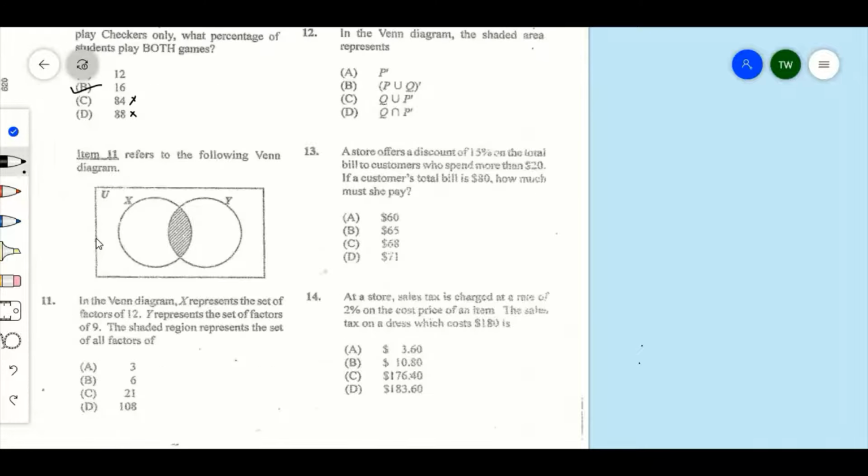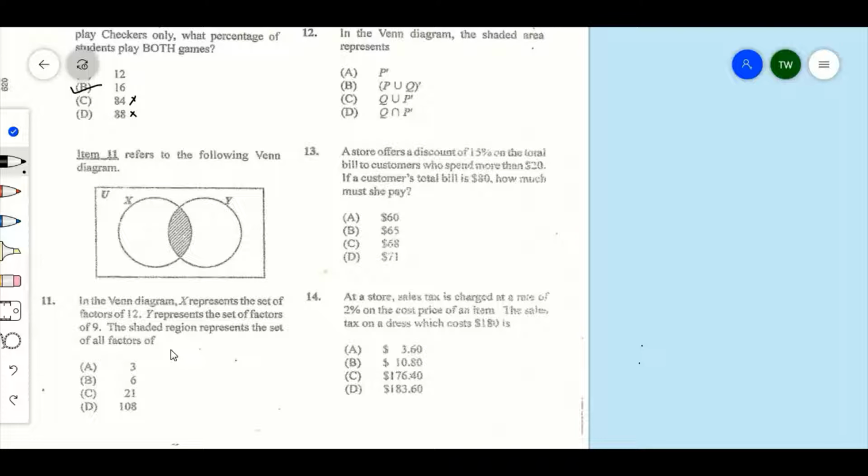All right. Item 11 refers to the following Venn diagram. Here we have a Venn diagram, right? And we have X and Y and a shaded region. Question 11. In the Venn diagram, X represents the set of factors of 12. Y represents the set of factors of 9. The shaded region represents the set of all factors of.